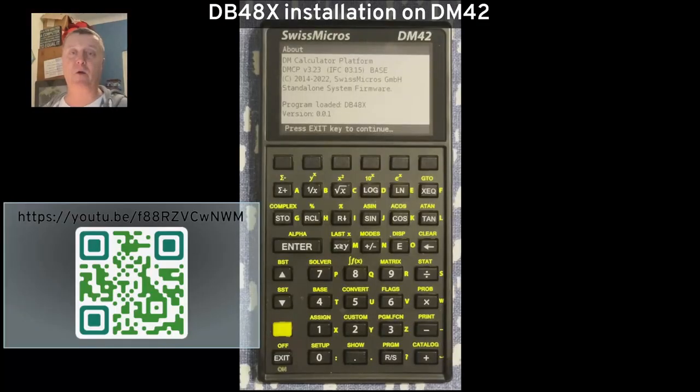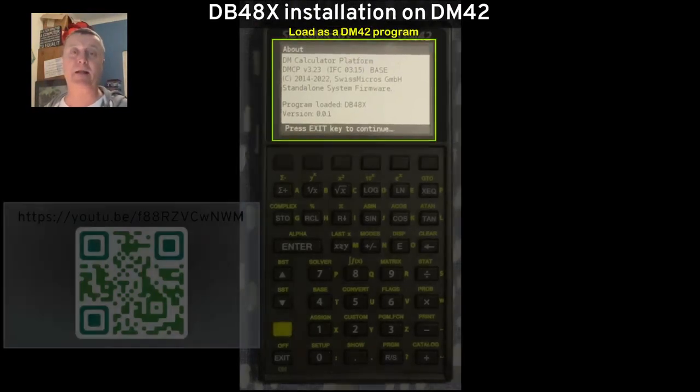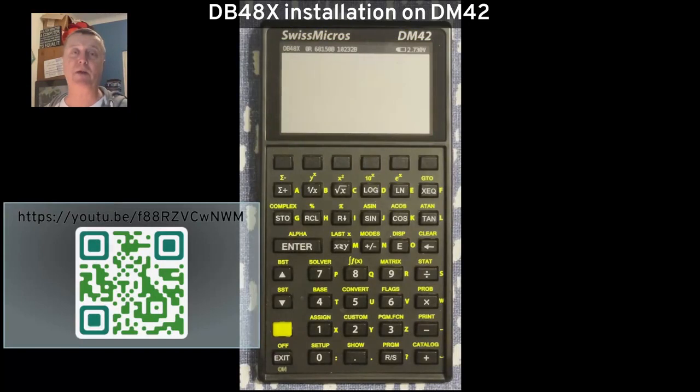Now, on real hardware, what you do is you have a USB interface. You simply load a DM42 program in it, and that's essentially it. When you exit, you have your new environment, and you can switch back and forth between this and, for instance, the standard DM42 software.